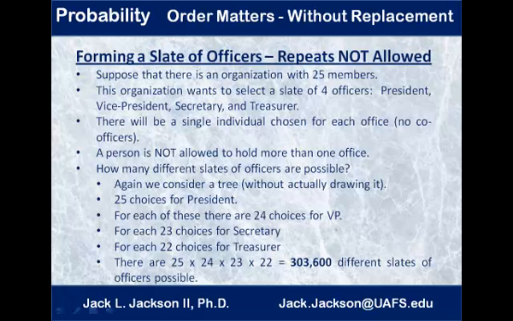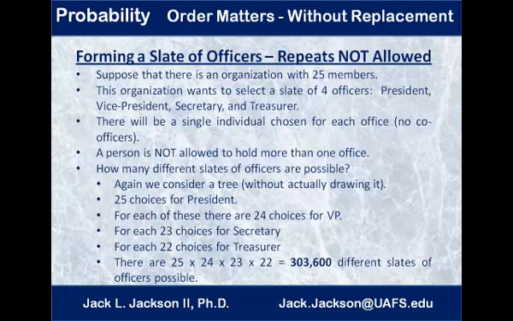Well, again we consider a tree without actually drawing it out. Notice that, once again as before, it starts with 25 choices for president. But this time each one of those only has 24 choices for vice president. And of each of those pairs of president-vice president, we're going to get 23 choices for secretary. And each one of those triples, we're going to get 22 choices for treasurer.